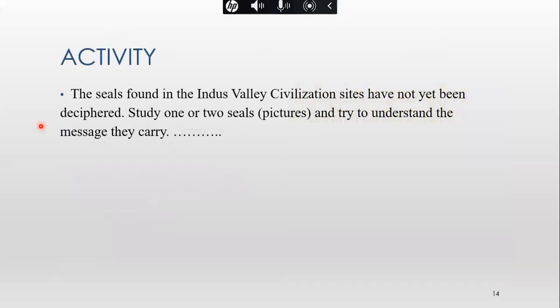Now there's an activity that you can do at home in your spare time, as you have plenty of time. Well, all you have to do is, on the internet you may find plenty of Indus Valley civilization seals. I want you to study those seals and try to decipher them by yourself. Just write down what you think the message is that the seals carry.